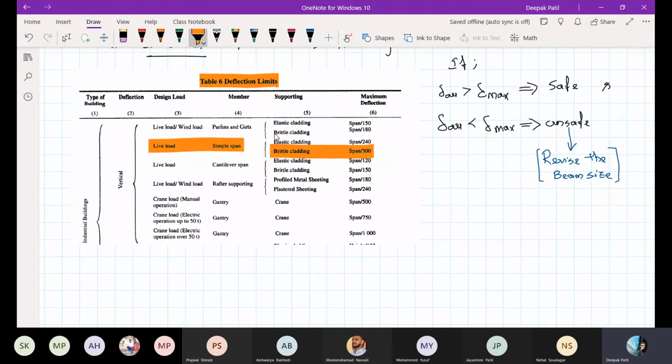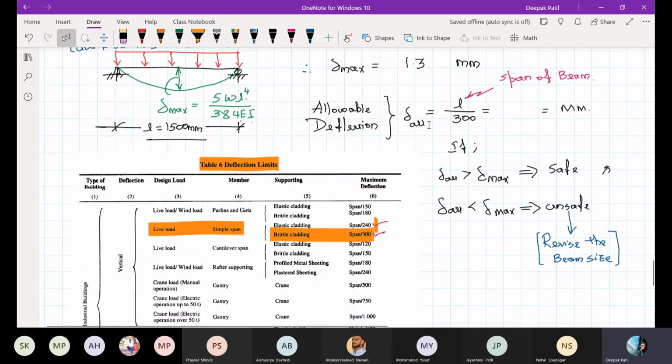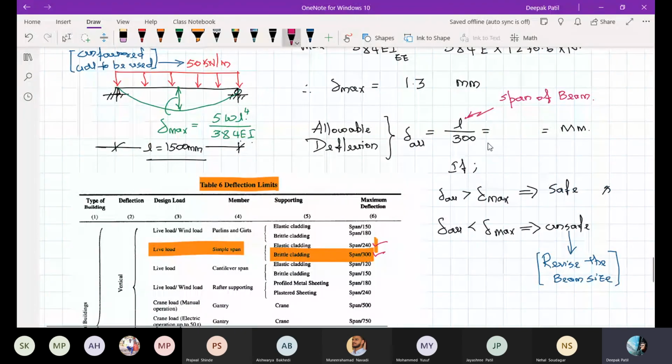For purlins and girts, it will be different. For cantilever span, it will be different. For rafter supporting, it will be different. Gantry, crane, everything, it will be different. But here in this case, either you can consider span divided by 240 or span divided by 300. So I'm going for span divided by 300, which is L divided by 300, which is 1500 divided by 300.